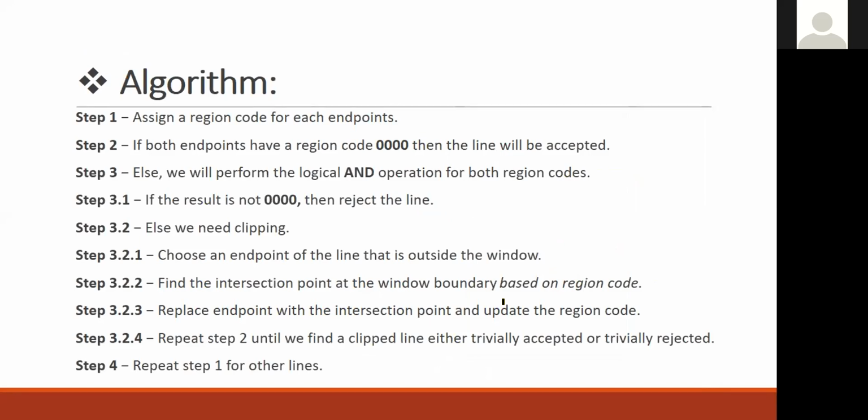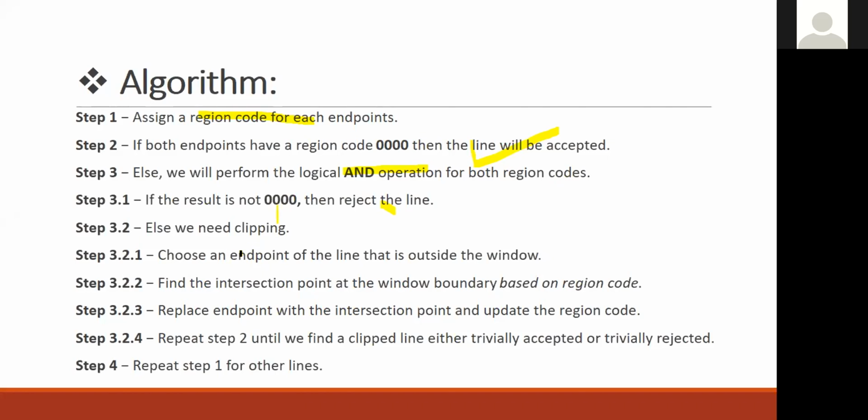So we should know this algorithm. The first step is we will assign the region codes to our endpoints. Then we will first verify whether the region codes are 0000 or not. If they are 0000, the line would be completely accepted. Else, we will apply our logical AND operation, or say bitwise AND operation, for both the region codes. If we find the result 0000, then we will go for clipping. Otherwise, the line would be rejected.